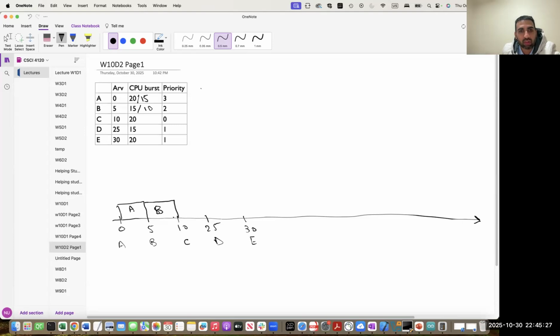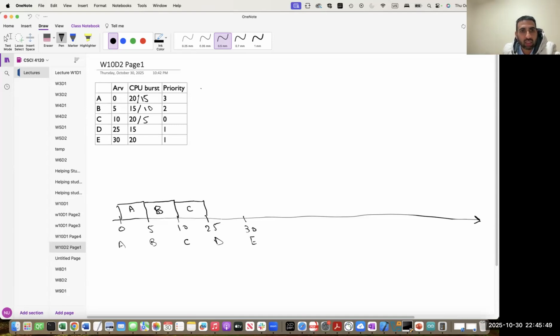Now I need to select between A, B, and C. So C has the highest priority. So I allow C to run until 25 time units, until 25. So its remaining time is now 5 here, right?